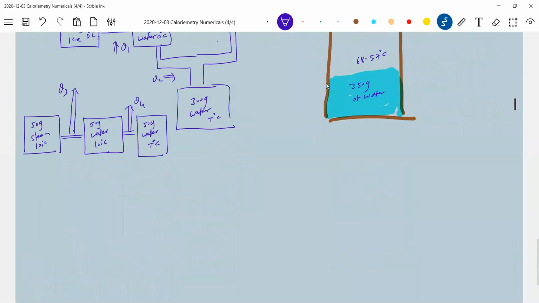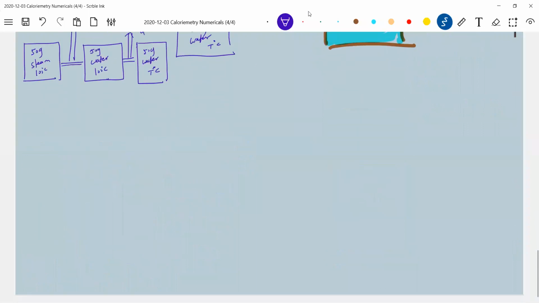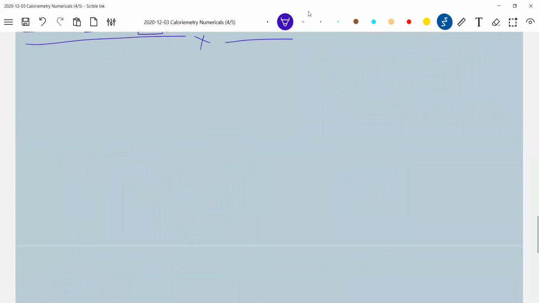Okay, let's take the next one. Why no straight line? Yeah.